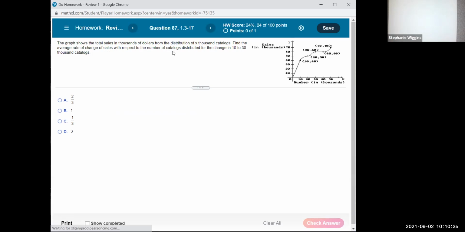So again, average rate of change is rise over run. It's the slope of the line between 2 points. So the 2 points that we're looking at are from 10 to 30. So here's 10. And if I go up to the point on the graph, the Y value is 40. And then as you travel over to 30, you're going to be up at 60. So from 40 to 60, that's the rise. That's 20. And from 10 to 30 is also 20, that's the run. So rise over the run is 20 divided by 20.